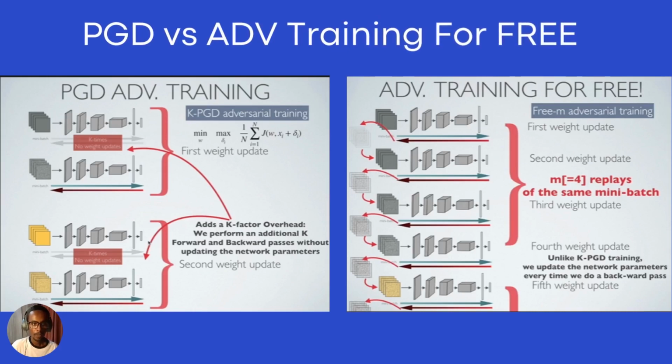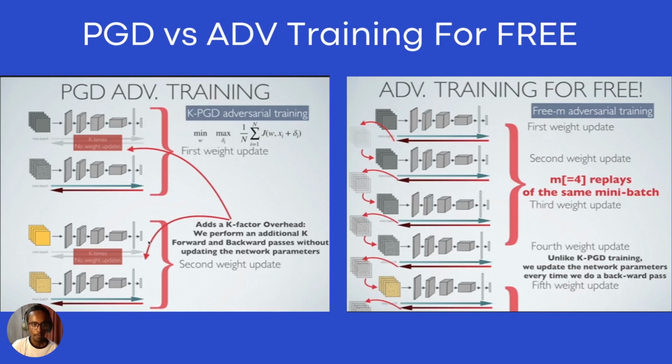There are two types of adversarial training. The first one is PGD, and the second one is adversarial training for free. In PGD training, we use a mini batch to train our model k times, and when we do a forward propagation and a back propagation, we're not updating the weights, but we're updating the perturbations to the mini batch.